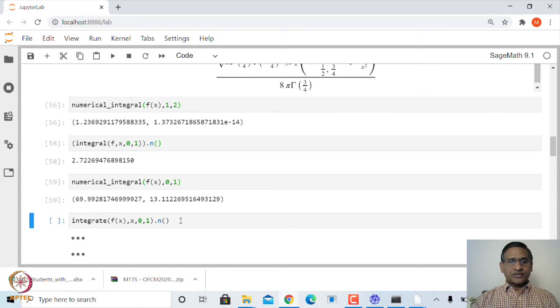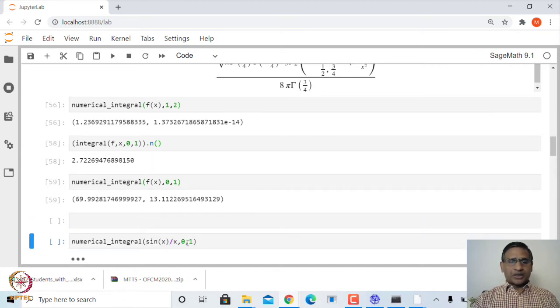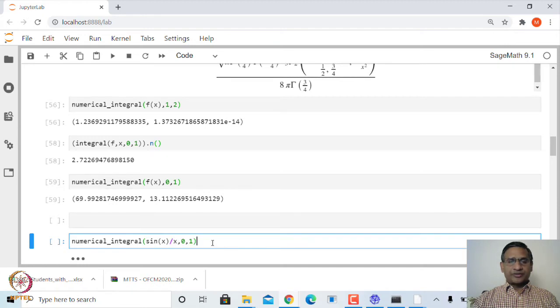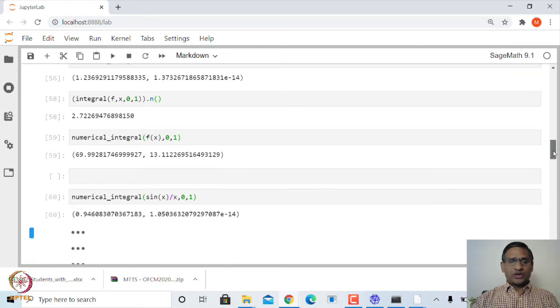So, that we have already done, and similarly, if you try to find, for example, the integral of sin x by x between, let us say, 0 to 1, it gives you the value, this is the integral and this is, for example, the error term. So, that is quite all right.